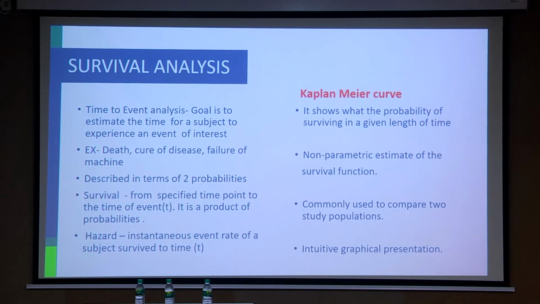Initially, it was used for time frame analysis of cancer patients. Now it has been used in many other fields: engineering, agriculture, economics, every field is using survival analysis. It is described in terms of two probabilities. Survival is from the specified time point to the time of event. It is a product of probabilities, where hazard is the instantaneous event rate for a subject who survived to that time. The Kaplan-Meier estimate is the non-parametric estimate of the survival function. It shows the probability of survival in a given length of time. It is commonly used to compare two groups.